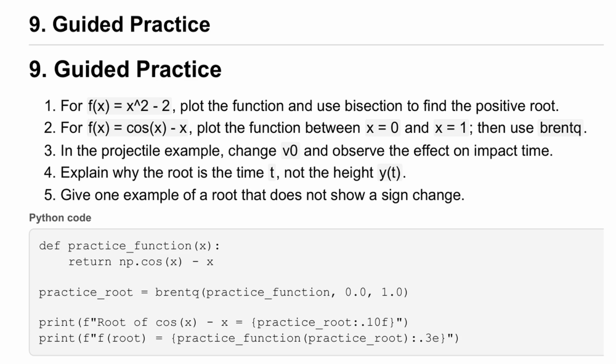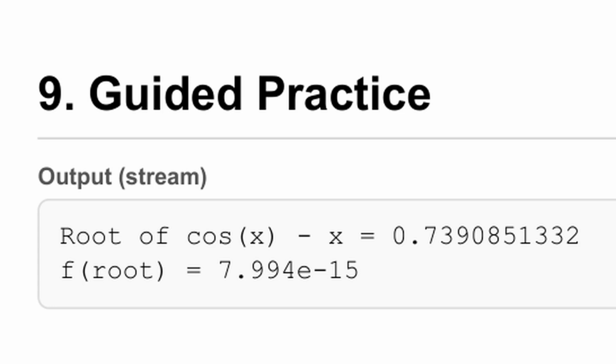Try defining a practice function like cosine of x minus x. Use both plotting and a numerical solver to find where these two terms balance each other out. Your results for the practice function should show a root near 0.739. This is a classic transcendental equation that cannot be solved with basic algebra, making it perfect for numerical root finding.